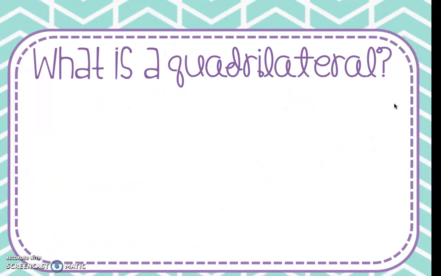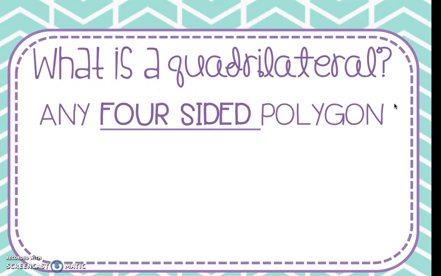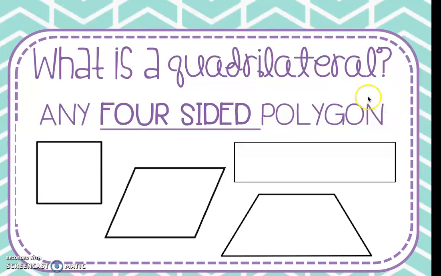Okay, so what is a quadrilateral? We talked about it in class today. A quadrilateral is any four-sided polygon. So here's just an example. We've got squares, parallelograms, rectangles, trapezoids. Anything that has four sides is classified as a quadrilateral.